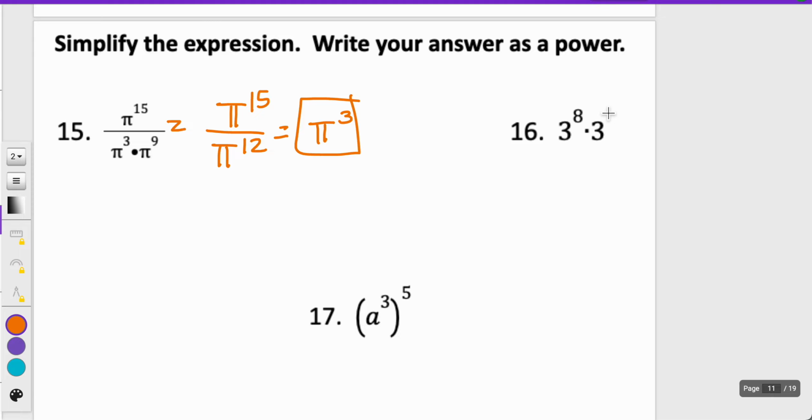For this one, number 16, 3 without an exponent is like 3 to the first, and I just add those together and I get 3 to the ninth. And then for 17, I'm just basically doing 5 times 3 as my exponent, so that's a to the 15th power.